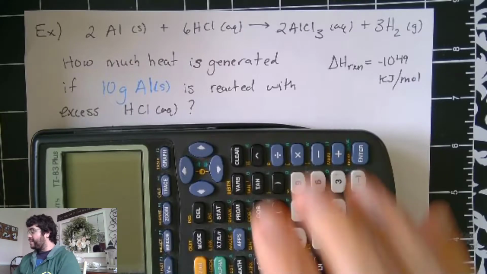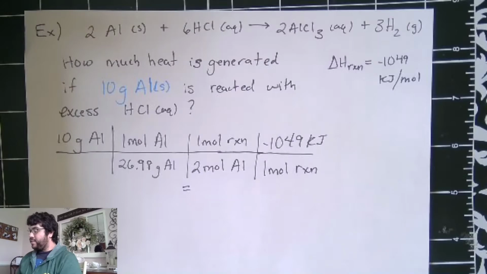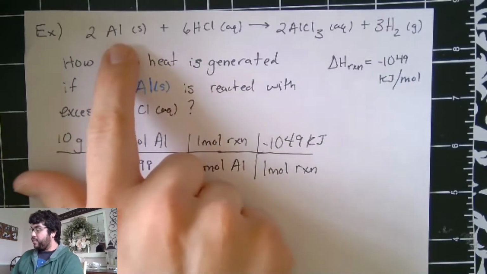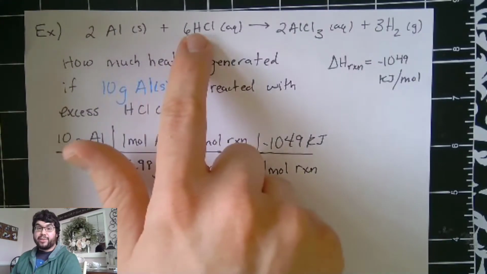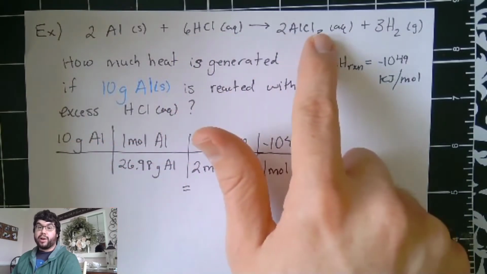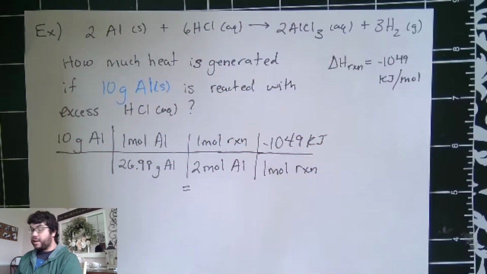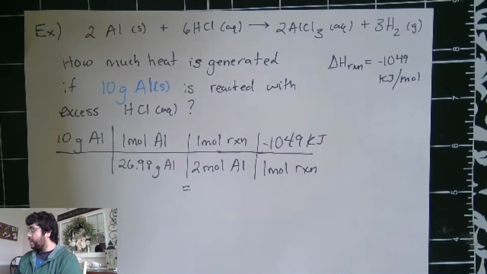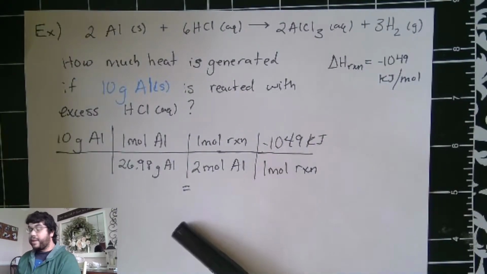All right, hopefully you've paused, and we can go ahead and do this problem. So we have a reaction between aluminum and hydrochloric acid, which produces aluminum chloride and hydrogen gas. This reaction should look somewhat familiar. I've used this as an example before. The enthalpy of this reaction is 1049 kilojoules per mole.